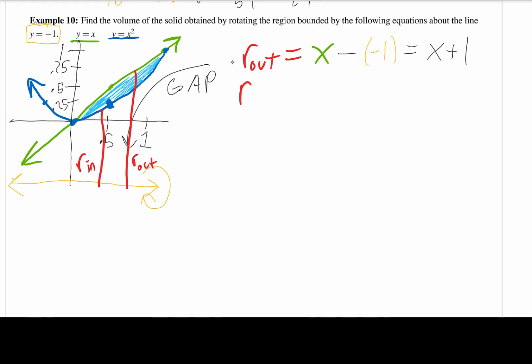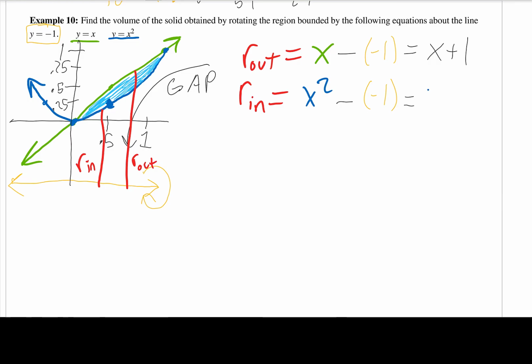Now our R in, we're going to have blue minus orange. So this should be x squared minus -1.